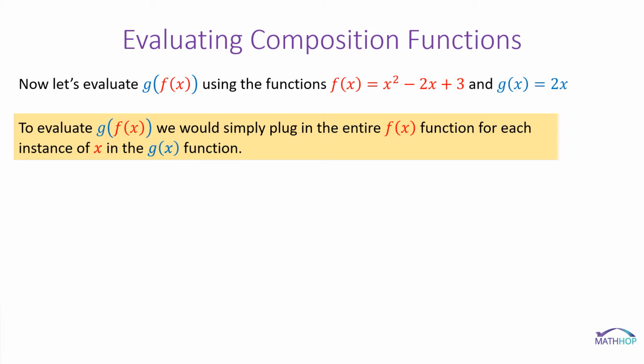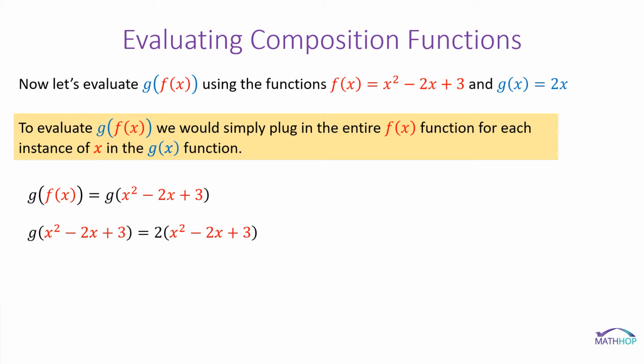All right, so let's rewrite it. g of f of x is really g of, well, whatever f of x is. This x squared minus 2x plus 3. So g of x squared minus 2x plus 3. In the g function, everywhere I see an x, I'm going to replace it with that. And I'm going to put it in parentheses because it's more than one term.